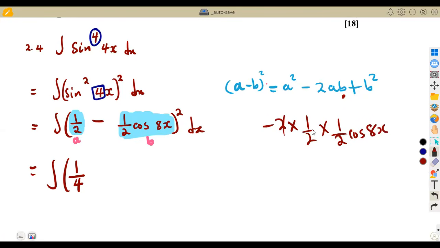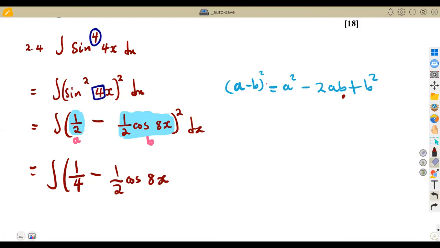So you're going to multiply, and this cancels, so it's going to be minus half. So you're going to remain with minus half cos 8x. Then the last part is b squared, which is the last term squared. The last term, which is our b in this case, is this part squared. So if we square this, 1 over 2 is going to be 1 over 4. If we square cos, it is going to be cos squared. So this will be cos squared 8x.